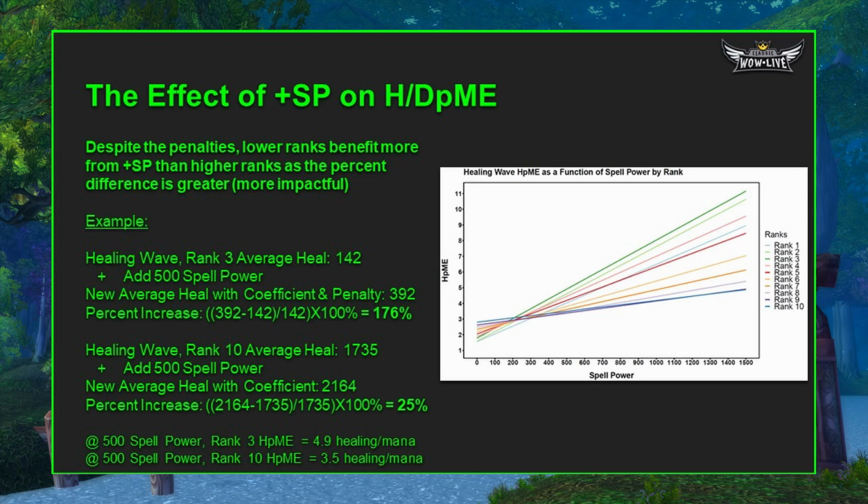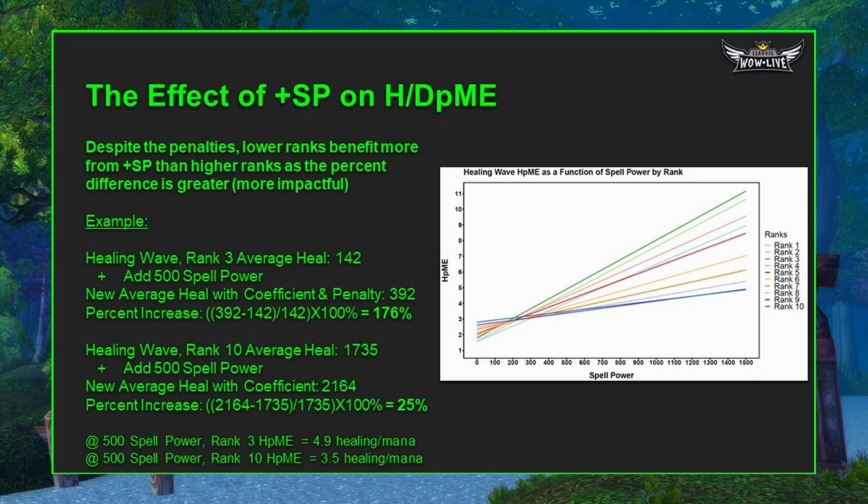The average heal is 142. If you add 500 spell power, the new average heal with the coefficient and the penalty is 392. That's a percent increase of 176%. However, Healing Wave rank 10, which is the highest rank of Healing Wave that you can get in Classic WoW, the average heal is 1,735. If you add that 500 spell power and calculate the coefficient, the new average heal for Healing Wave rank 10 is 2,164. That's only a percent increase of 25%.